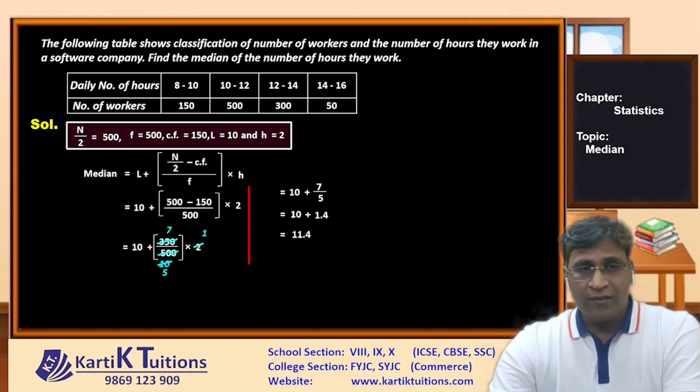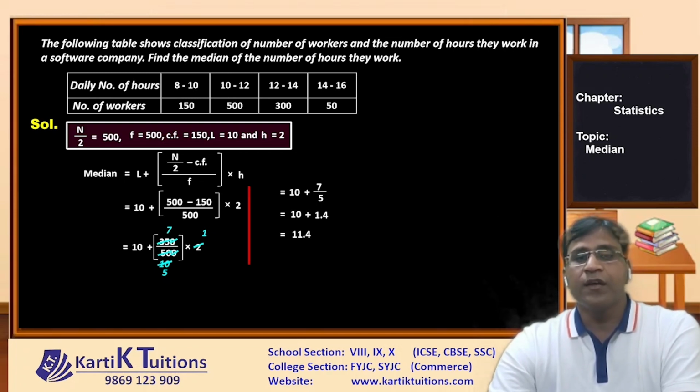But what is the sum about? It is the daily number of hours. So here our data will have the unit of hours. What is the question asked? Find the median of the number of hours they work. So our answer in statement form will be: the median of the number of hours they work is 11.4 hours.